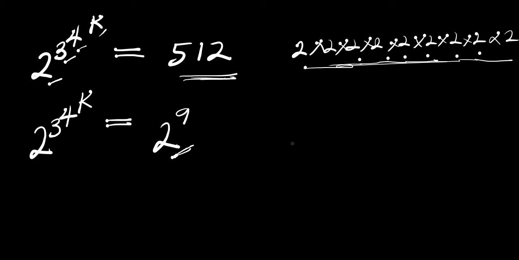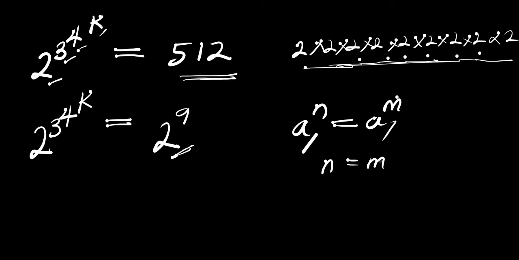Now, if you have a power n equals a power m, you can equate the exponents since the bases are the same. We have n equals m. That is the same thing we are going to do here. This is 2 and this is 2, so we can now equate the exponents. So, you have 3 power 4 power k, and this equals 9.